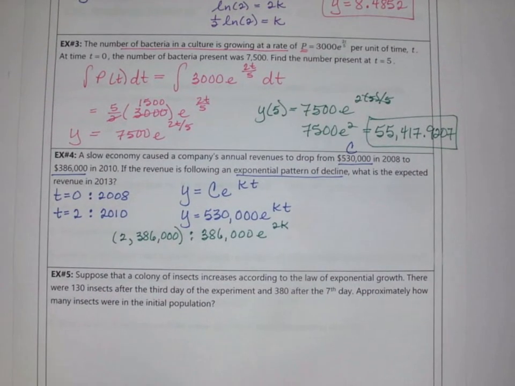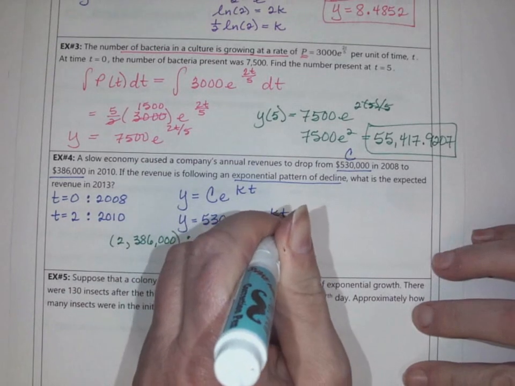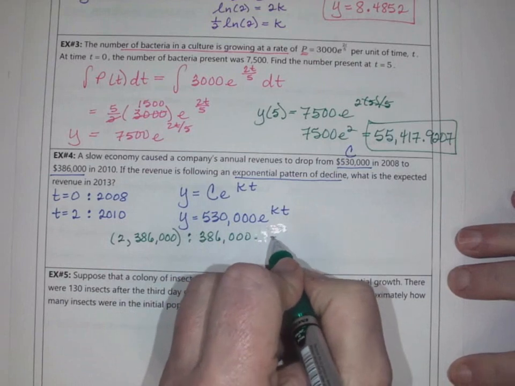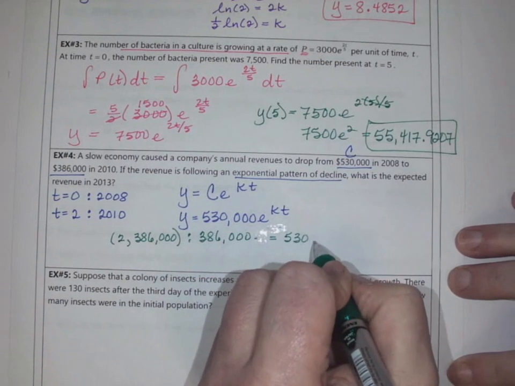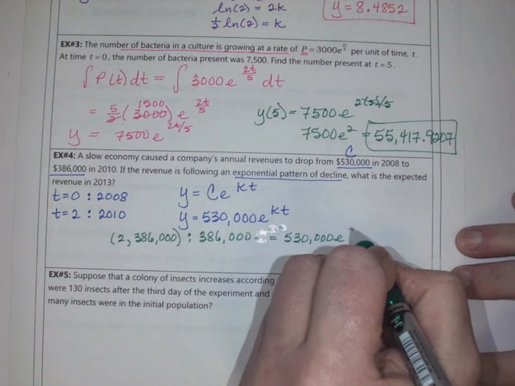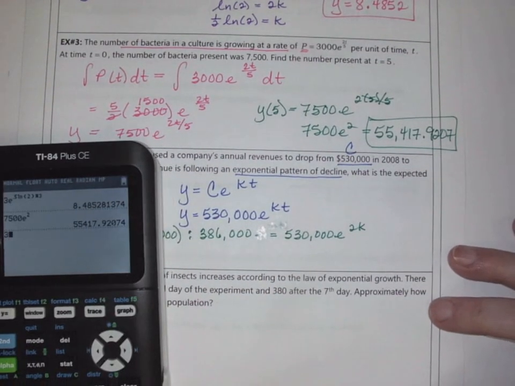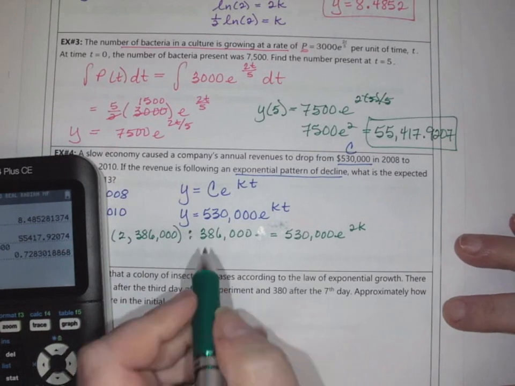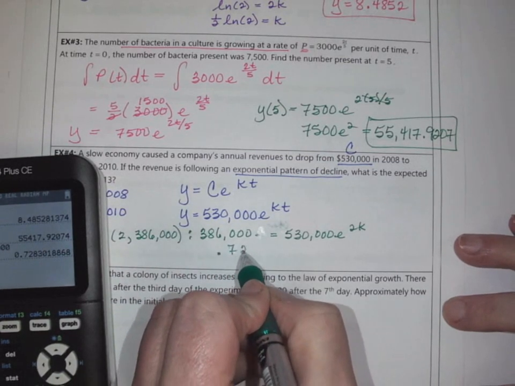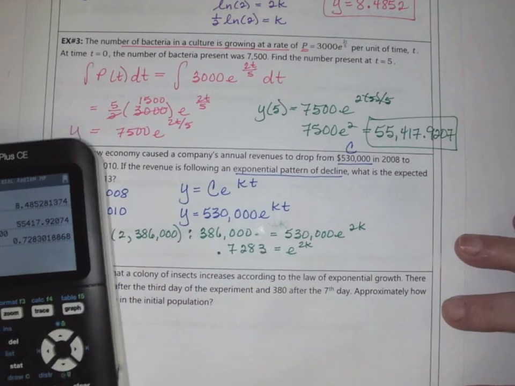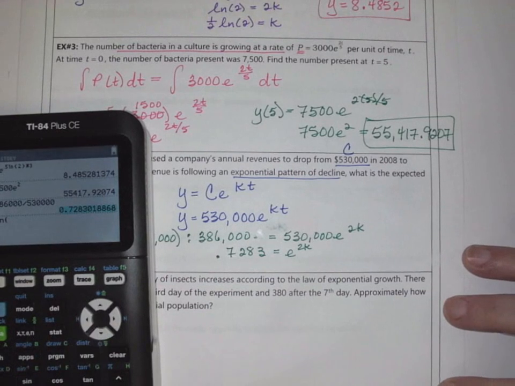I am not on my game tonight. 386,000 is equal to 530,000 e to the 2k. There we go. Okay, so I'm going to do my calculator work. So 386,000 divided by 530,000 is equal to 0.7283, which is equal to e to the 2k. So now I need to natural log that guy.